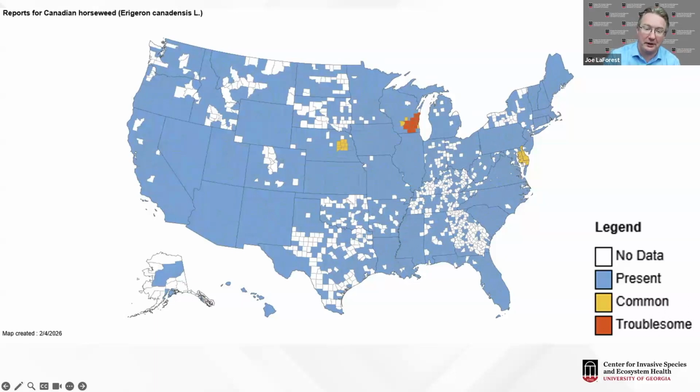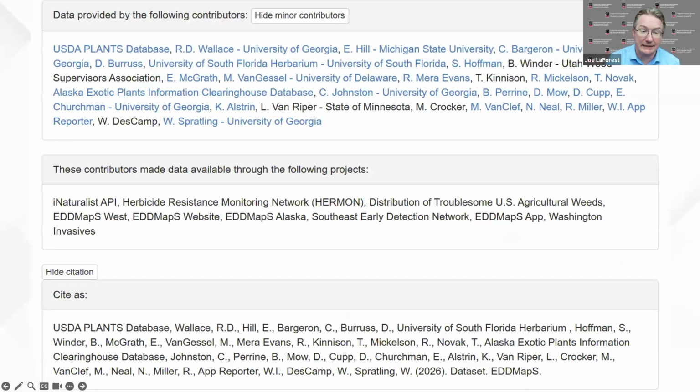And now we can use this to go, all right, well, we're applying for a grant. We're going to highlight those counties up in Wisconsin, and we're going to say, you know what? Let's go ahead and get together. This is the area we're going to focus on for why these things are troublesome. And again, you have a lot of folks. In order to make that map happen, it wasn't just the herbicide resistance monitoring network and the distribution of troublesome U.S. agricultural weeds. It's all of these groups. Without them coming together, and this is the beauty of EDDMapS, this is how we all work together to advance what we have to do without having to go rebuild this from scratch every single time.